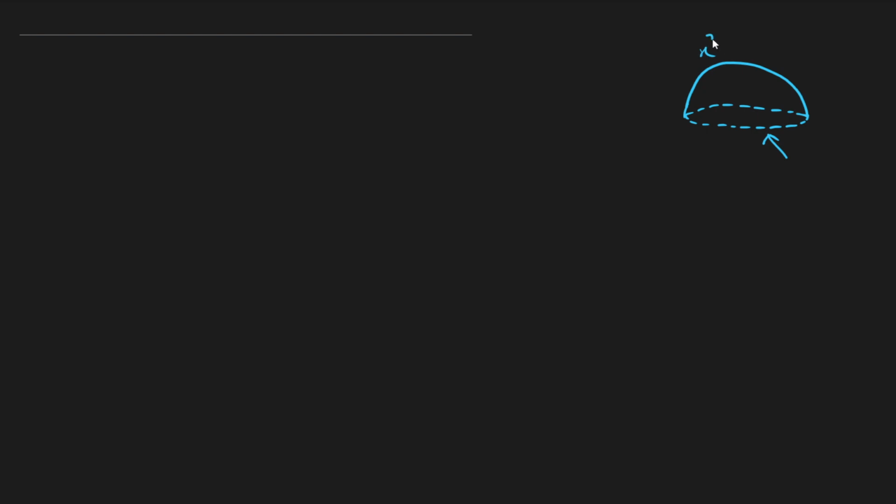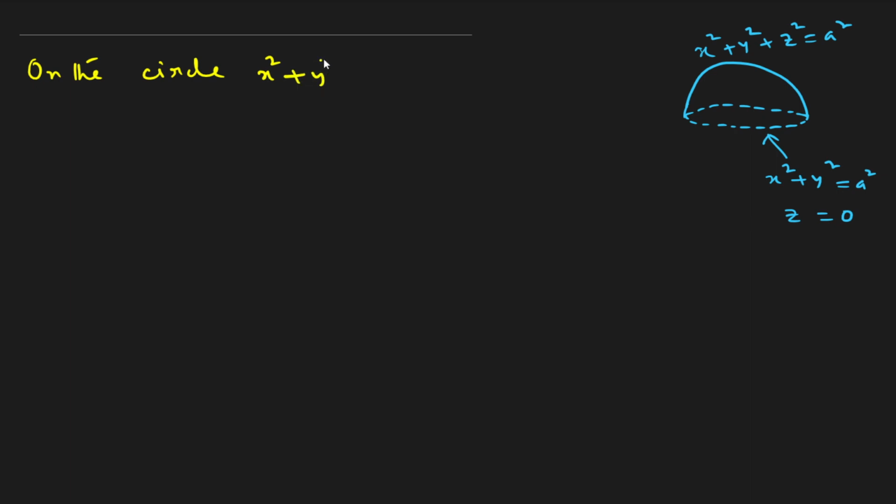So the equation of the hemisphere is what? x square plus y square plus z square equal to a square. So the equation of this particular circle will be what? x square plus y square equal to how much? a square. And since this is in the xy plane, z will be equal to how much? 0. Okay, so now let us do the calculation on the circle. On the circle, x square plus y square equal to a square, z equals to how much? 0.